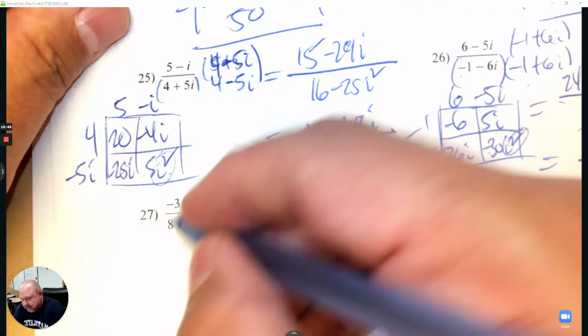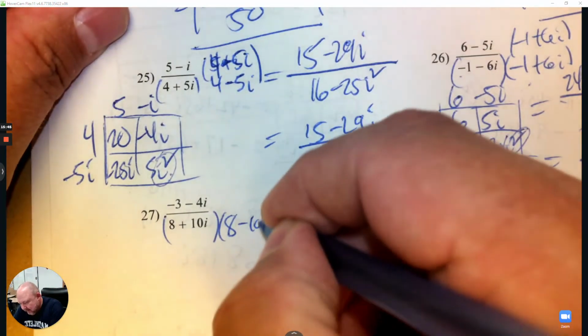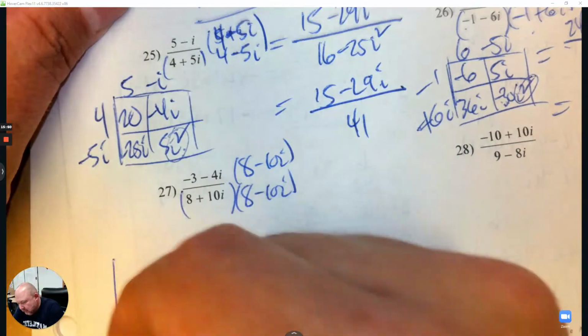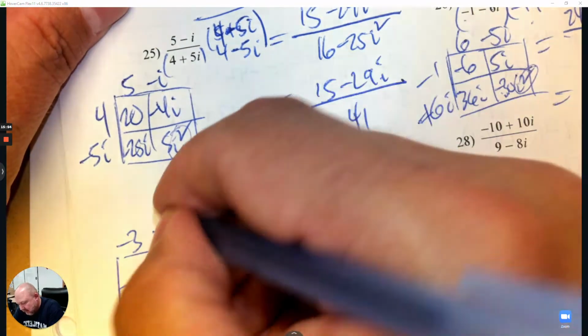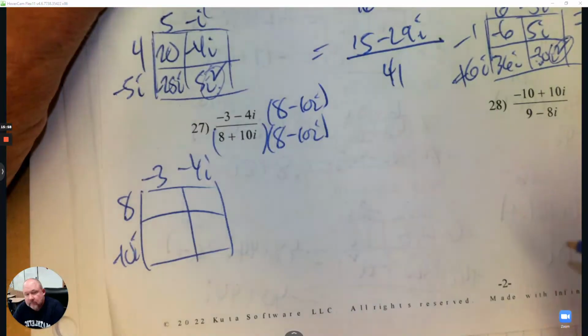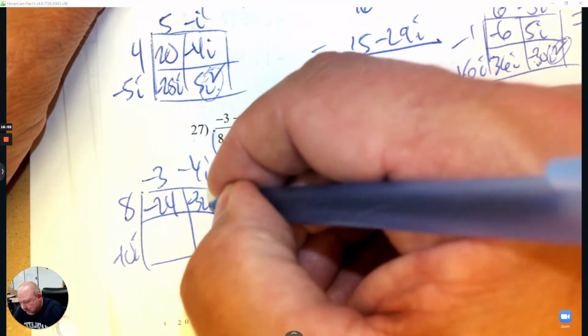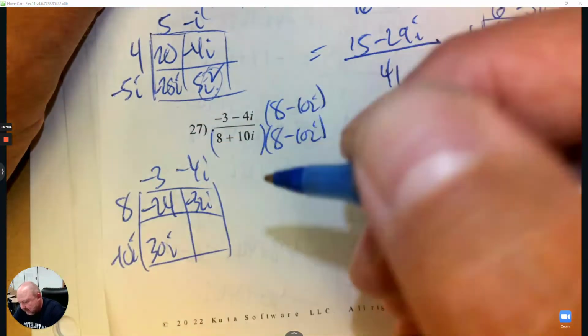Almost there. All right, the conjugate. 8 minus 10i. So I know the numerator, I'm going to have to FOIL it out. So I have negative 3 minus 4i. I have 8 minus 10i. And then multiply it out. So negative 24, negative 32i, plus 30i, and positive 40i squared.